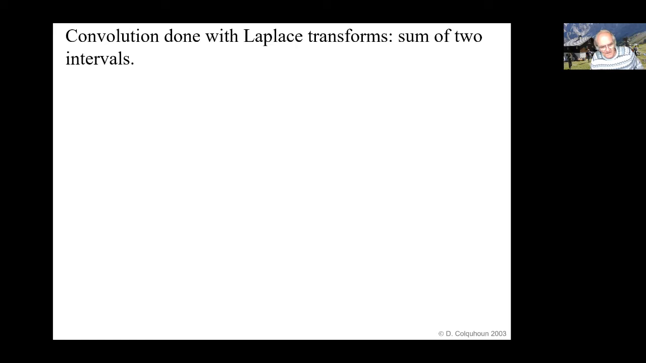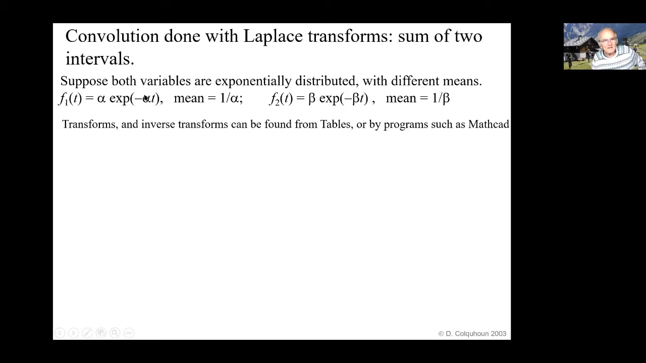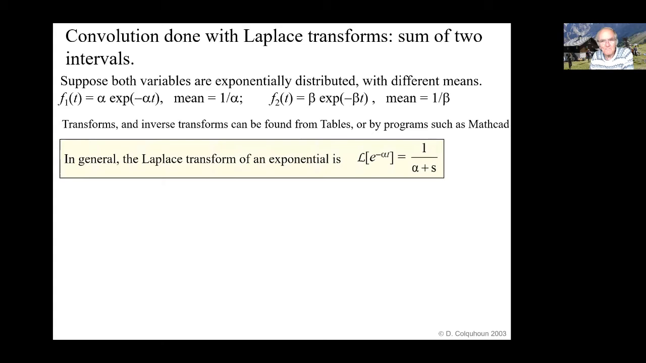So if we consider the example we just worked out explicitly, the sum of two variables, both exponentially distributed, one with mean 1 over alpha, the other with mean 1 over beta, well, you can find the Laplace transform of functions from tables, and in fact, nowadays, most mathematical programs that have symbolic maths in them can give it for you, programs like MathCAD and Mathematica and so on. I'll just state for the moment, though, that the Laplace transform of an exponential is 1 over alpha plus s. The variable is changed from time to frequency.